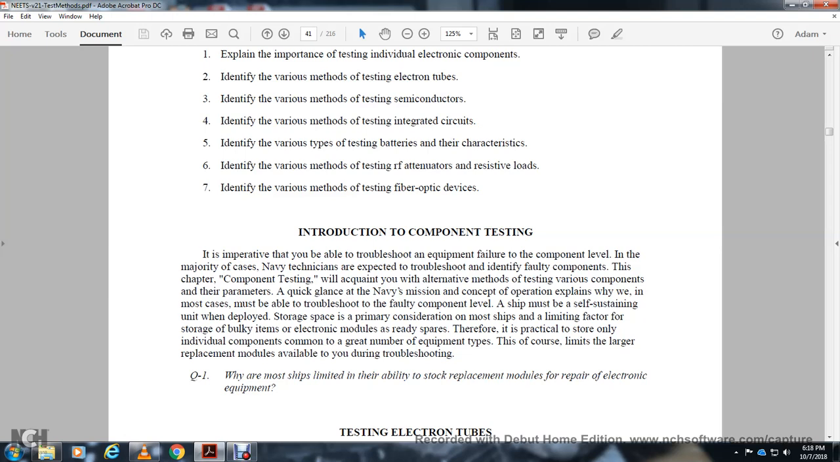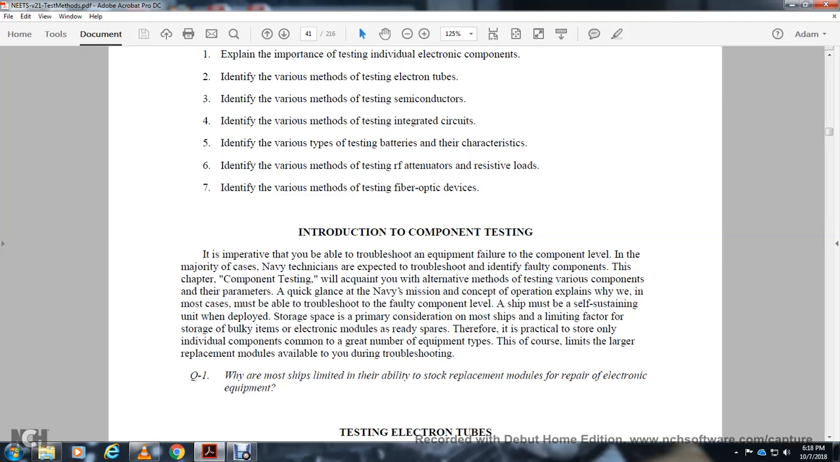It is imperative that you be able to troubleshoot equipment at the component level in the majority of cases in the Navy, and be expected to troubleshoot to the identified faulty component. This chapter on component testing will acquaint you with alternative methods of testing various components and their parameters that quickly align with the Navy mission. The concept of operation explains why in most cases we must be able to troubleshoot to the faulty component level, as a ship may be a self-sustaining unit when deployed.